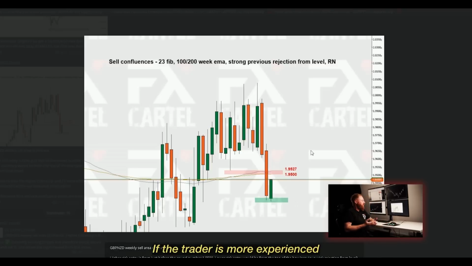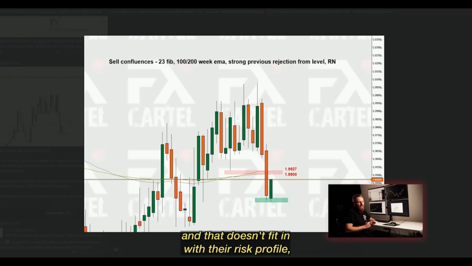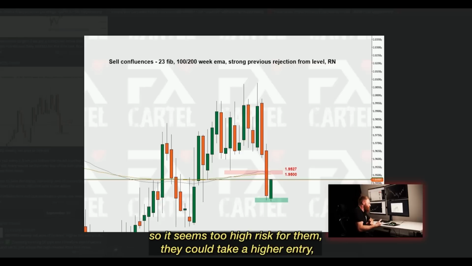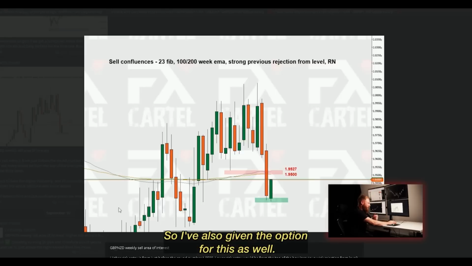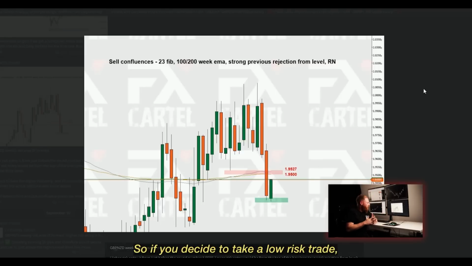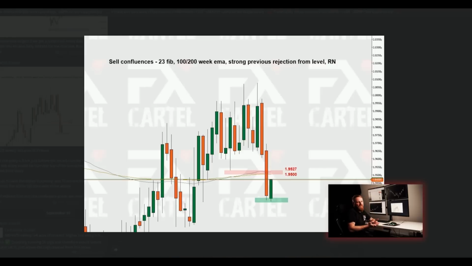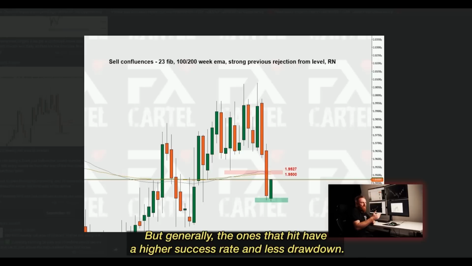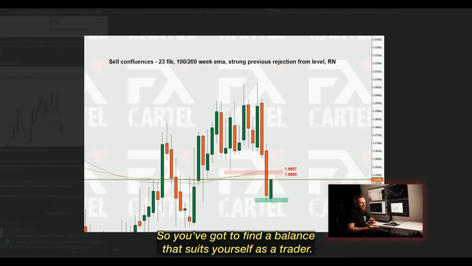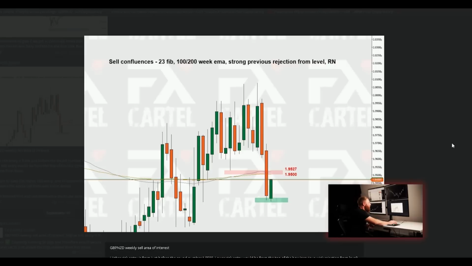If the trader is more experienced and that doesn't fit in with their risk profile, so it seems too high risk for them, they could take a higher entry, which would be lower risk. So I've also given the option for this as well at 27 pips higher. So if you decide to take a low risk trade, there's always that possibility that you might miss, but generally the ones that hit have a higher success rate and less drawdown, so you've got to find a balance that suits yourself as a trader. If you just want to take my entries, that's fine. I'll give the price of my personal entry on every trade that I share.